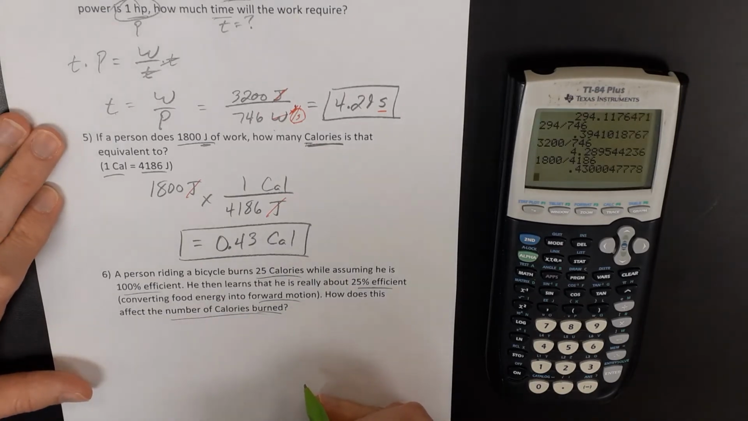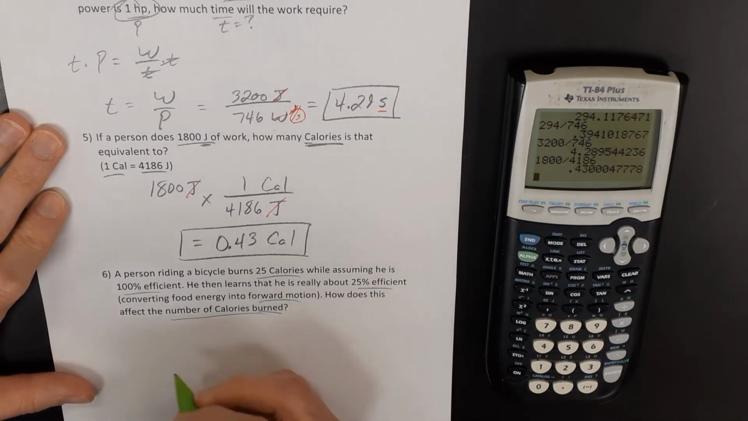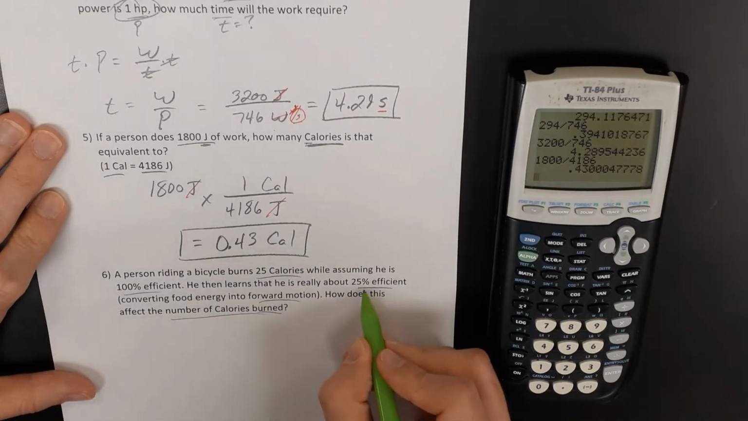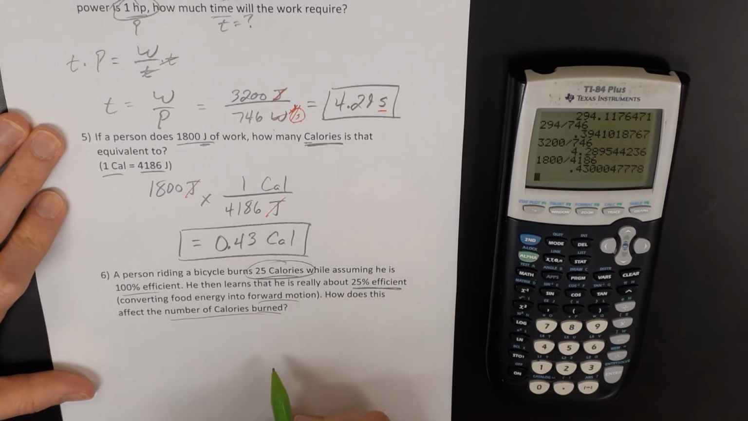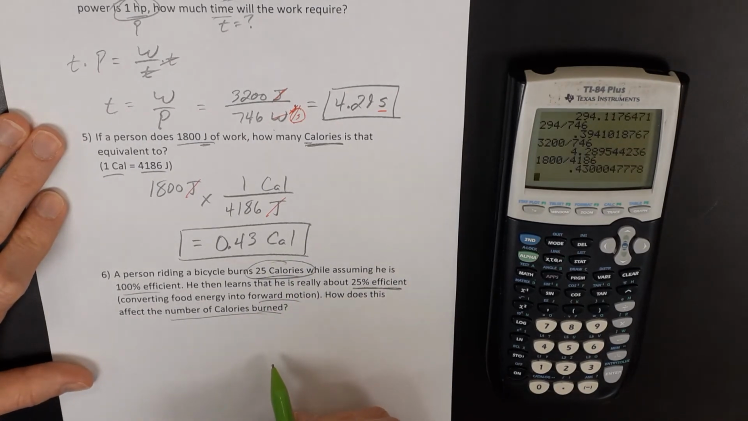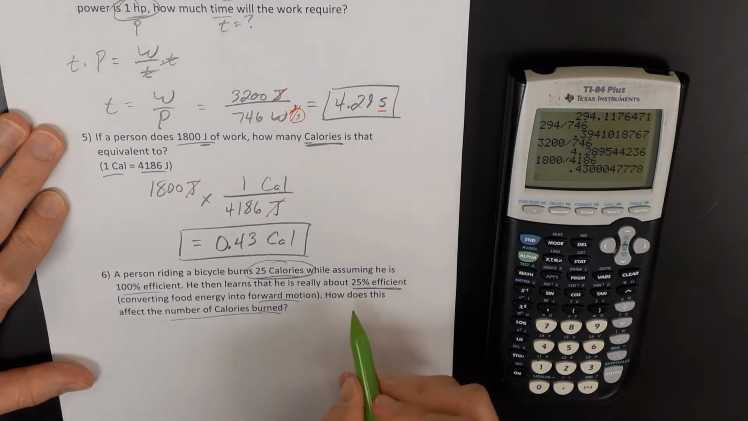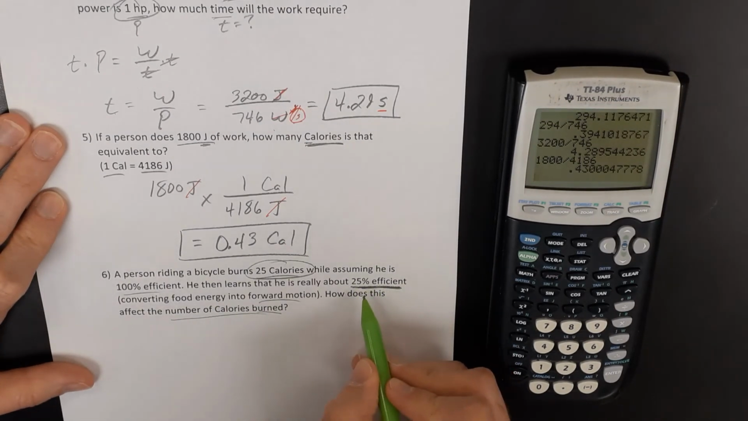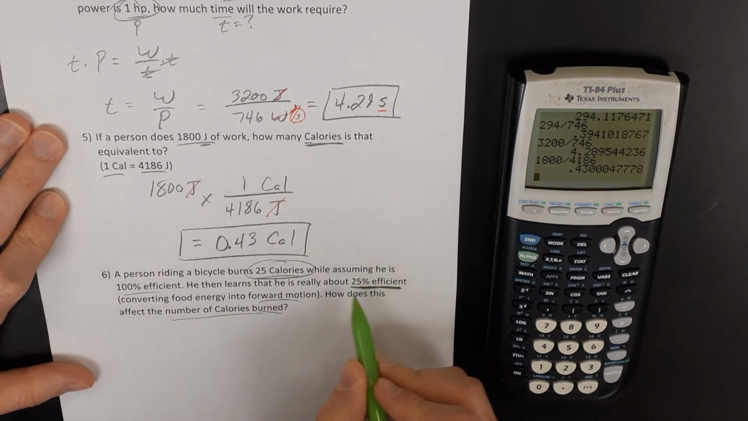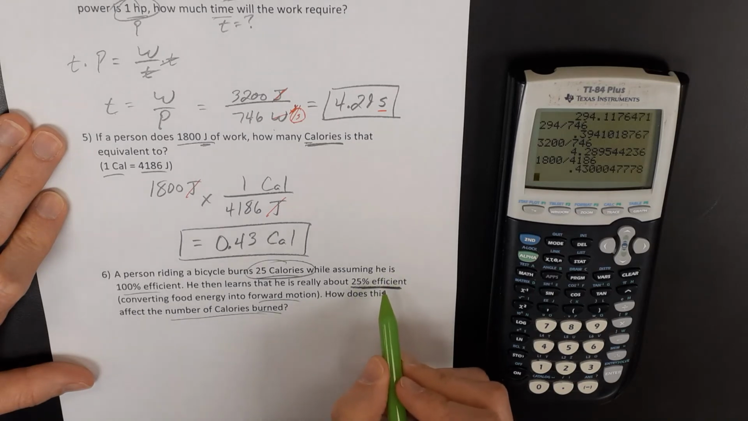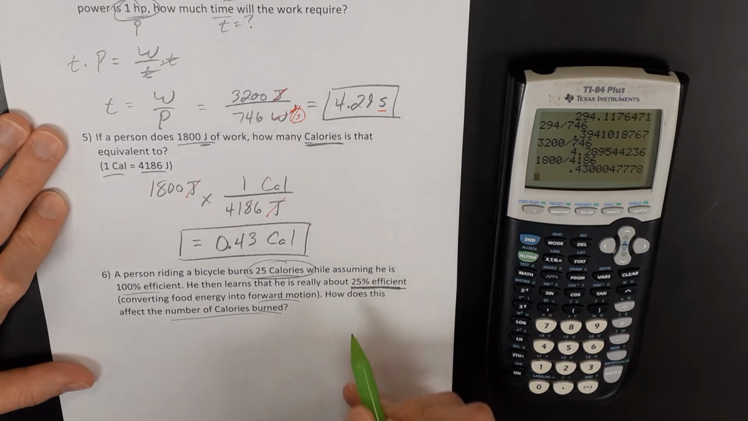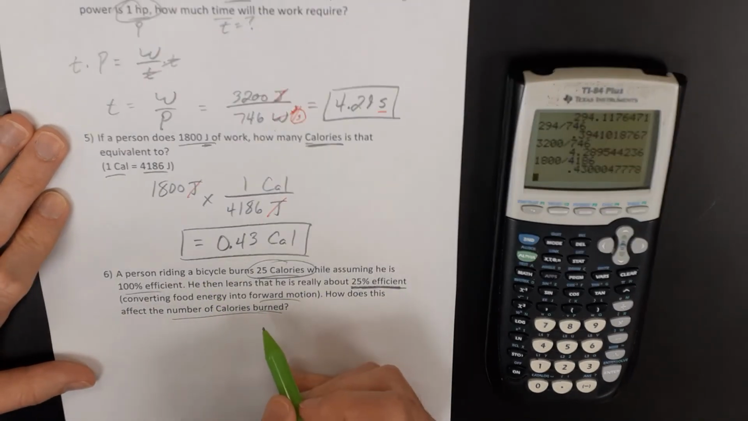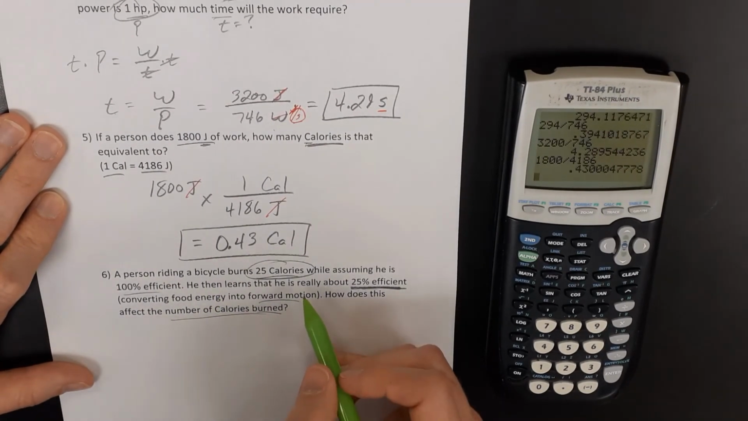A lot of times students are going to look at a problem like this and say, well, if you're only 25% efficient, you only burn 25% of these original calories. But if you're less efficient, that means you're wasting energy. You get hot and sweaty pedaling a bicycle. That wasted energy is not helping you move forward, but it's energy that you are burning.